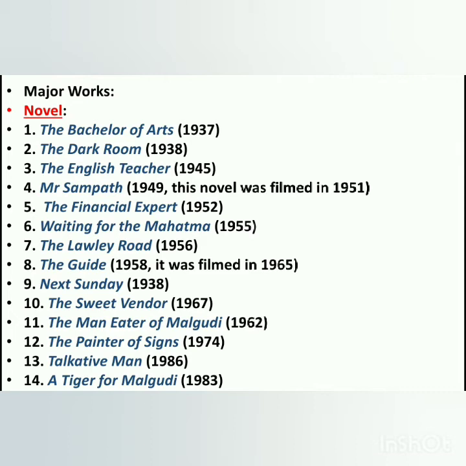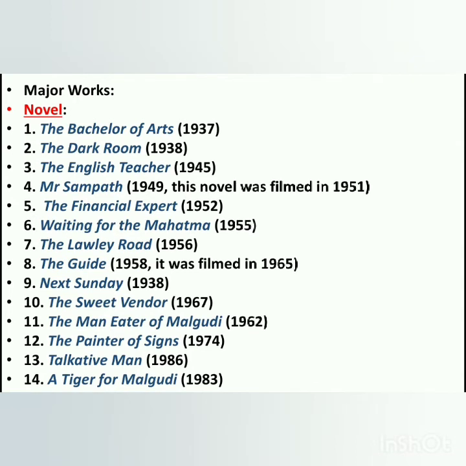Now we have to know about the major works of RK Narayan, including the novels, the short stories, the sketches, essays, and the travelogue written by RK Narayan. At first the novels, okay? We have The Bachelor of Arts, then The Dark Room, then The English Teacher, Mr. Sampath, The Financial Expert, Waiting for the Mahatma, The Guide, The Man-Eater of Malgudi, The Painter of Signs, Talkative Man, A Tiger for Malgudi. Okay, you can note down the publication date of each of the novels which are mentioned in the brackets.